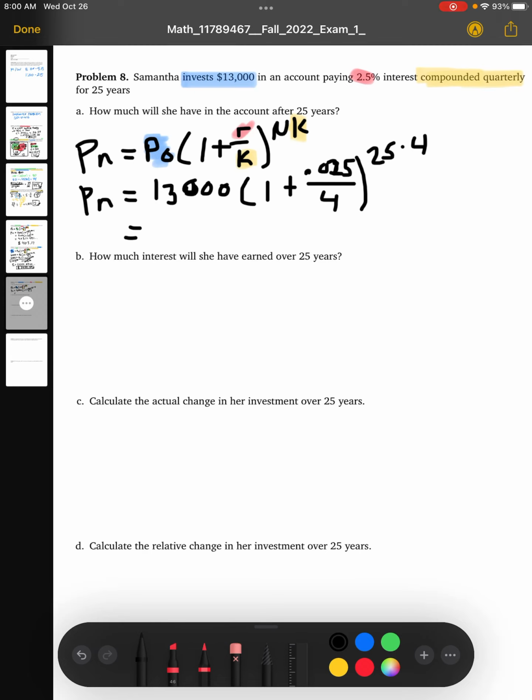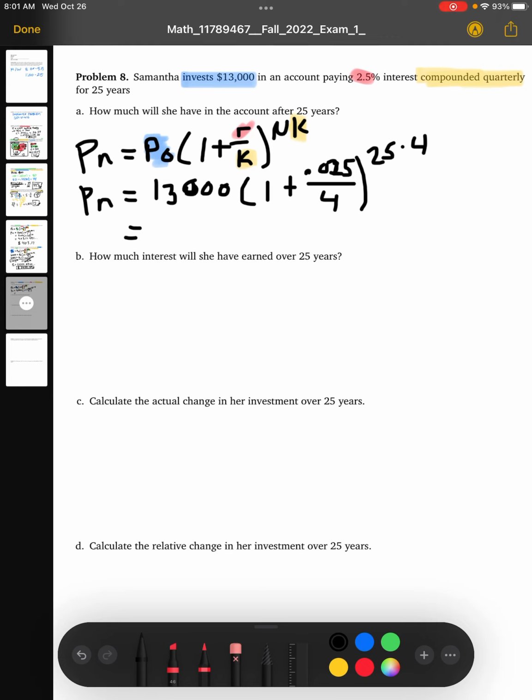And so what we get... I punched the wrong thing into my calculator, you guys. I forgot to divide my interest rate by 4. So I got a really big number. I got really confused.